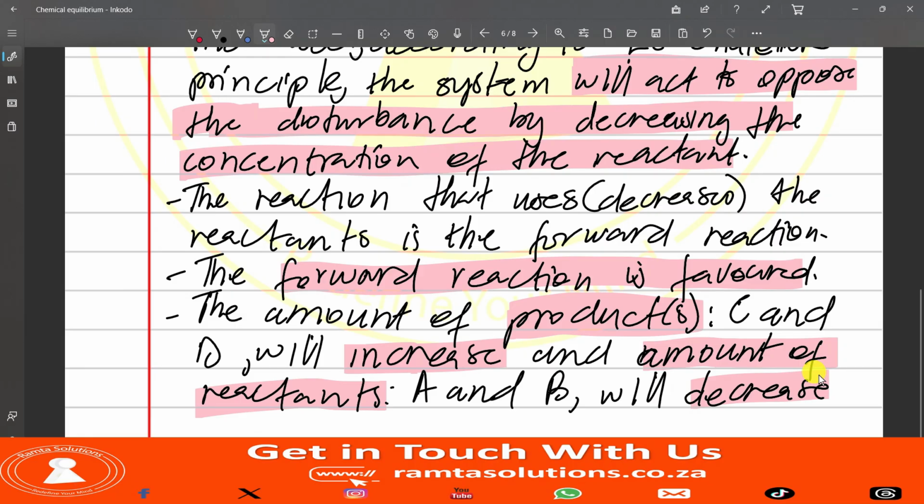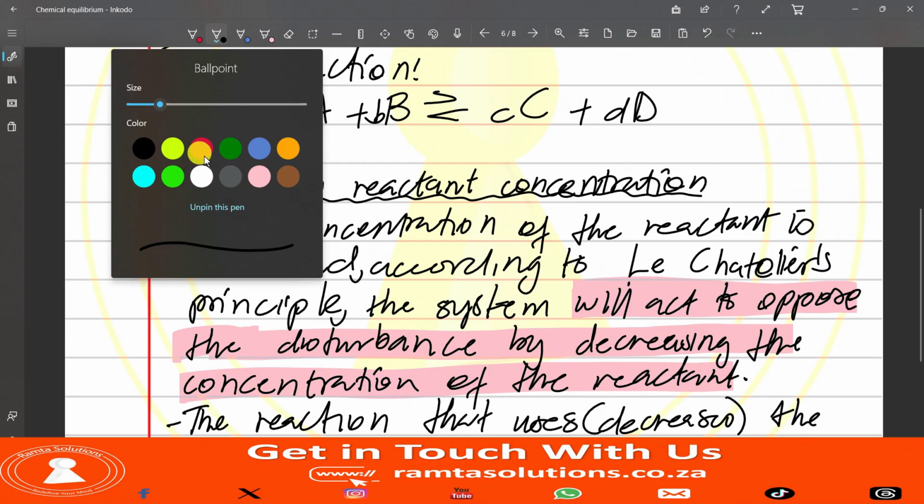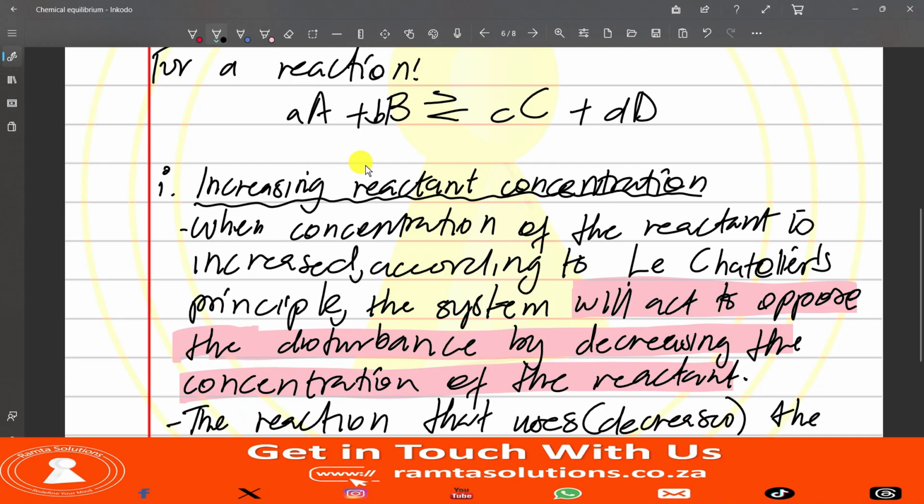Do you remember the graph I showed in the previous video? This is how we use Le Chatelier's principle. Now, how about we decrease? Remember, when we decrease, you're going to do the opposite. So let's say now you decrease. So now when you decrease, what happens?